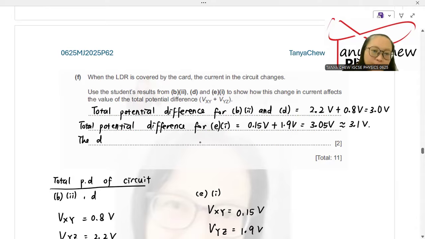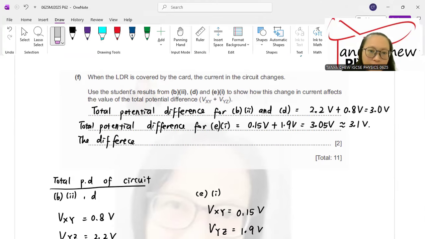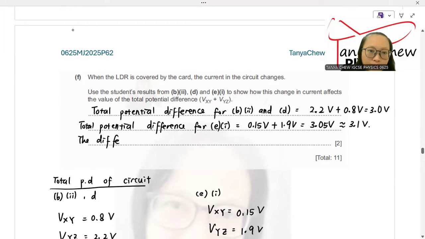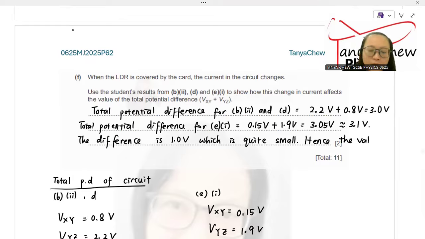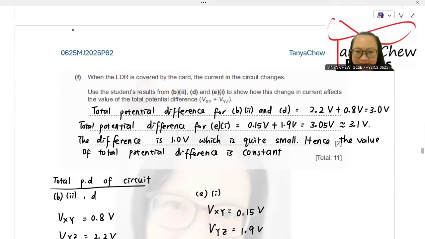The difference is 0.1 volt, which is quite small. Hence, the value of total potential difference is approximately constant, or constant. And we are done.